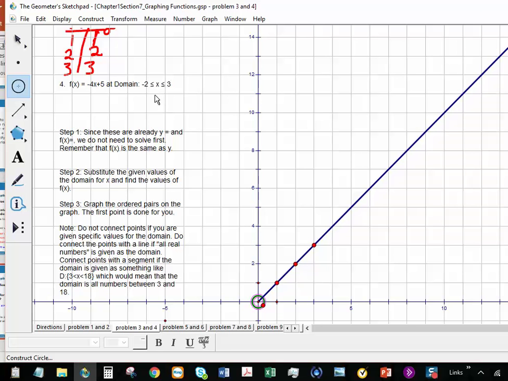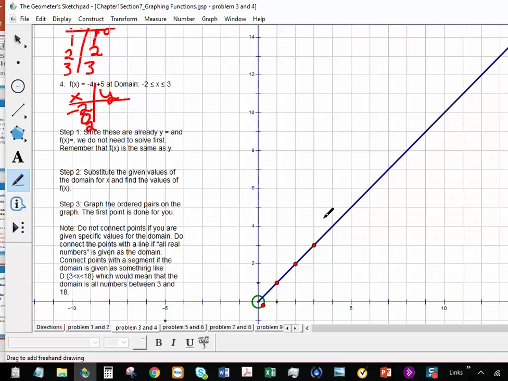For the next one, we want our domain to be between -2 and 3. So my segment will just be a segment. It won't be a ray. It'll be one with no arrows. And so when I pick my coordinates to use for the x, I want to pick values between -2 and 3. Let's say I'll do -2, 0, and 2.